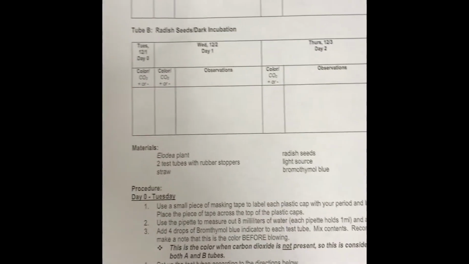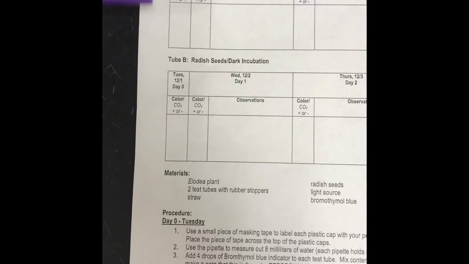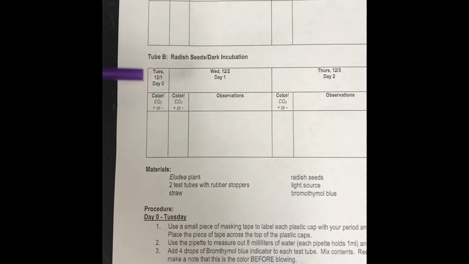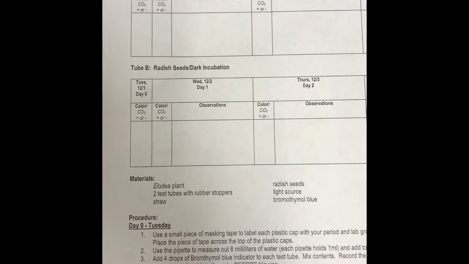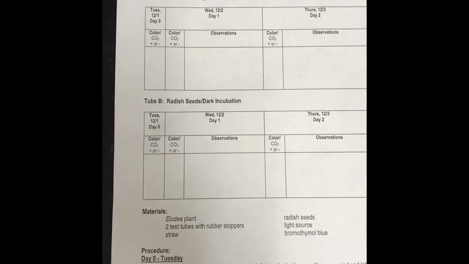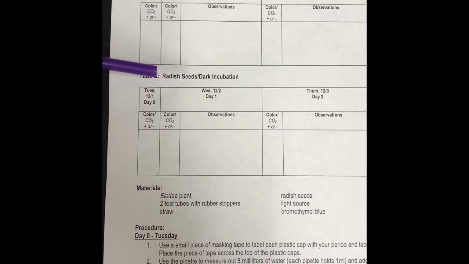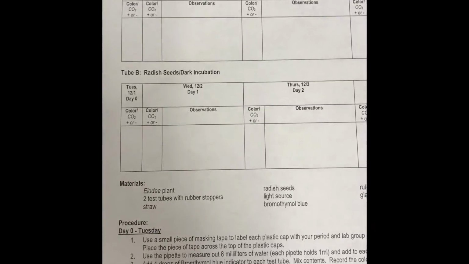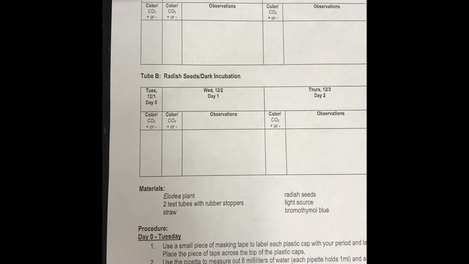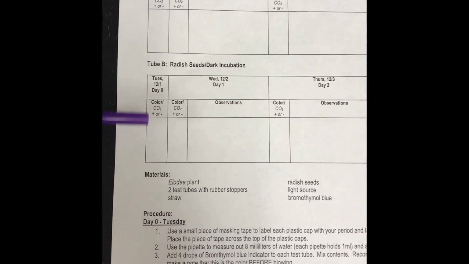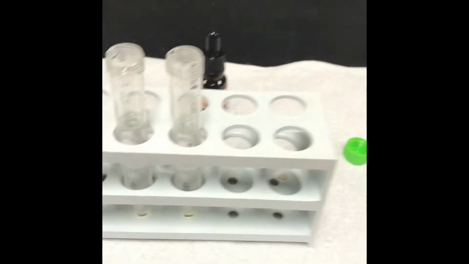So today is going to be Tuesday, 12/1. This is going to be day 0. You can see on both tubes, we're going to have a tube A and a tube B. Tube A, we're going to put in the tube Elodea, which is a green aquarium plant, and we're going to incubate that in light. For tube B, we're going to put radish seeds in there, and we're going to incubate this tube in a dark cabinet. So we have 2 setups that we're going to deal with. So today we're going to do Tuesday, and this is going to be day 0, and we're going to record observations.